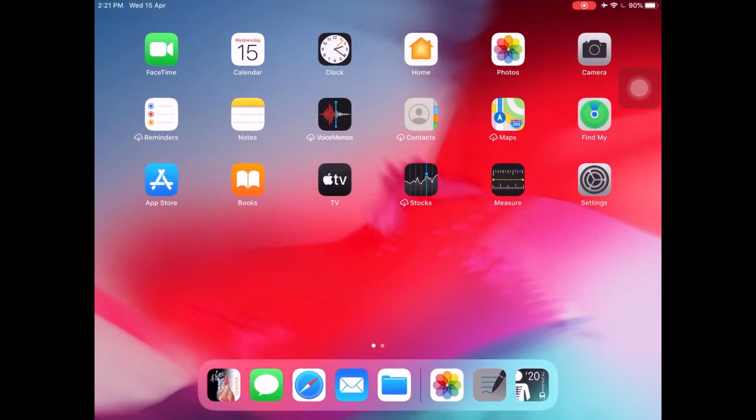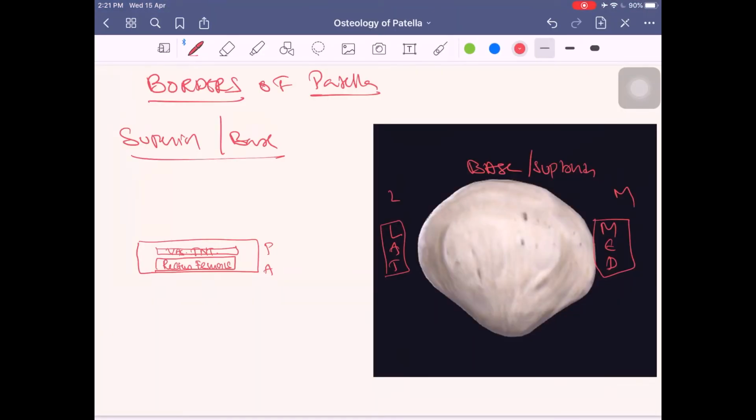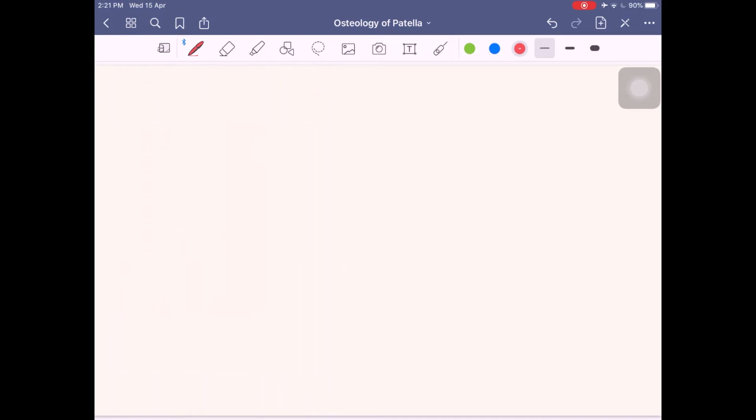Okay, now back to this. We are done with the base. The base gives attachment to two muscles. I will label the anterior one rectus femoris and the posterior one vastus intermedius tendons. These are the two things inserted into the superior border.